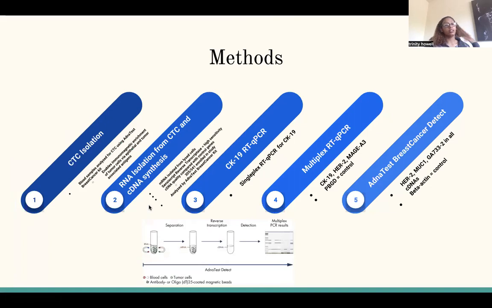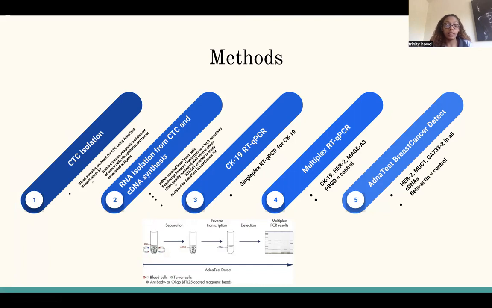So onto methods. The circulating tumor cells are first isolated. Blood samples are isolated and analyzed for circulating tumor cells using the ADNA-test breast cancer kit. And that kit enables immunomagnetic enrichment of tumor cells via epithelial and tumor-associated antigens. The blood samples are isolated and stored for 48 hours, then incubated with an antibody mixture. The cells are then extracted by a magnetic particle.